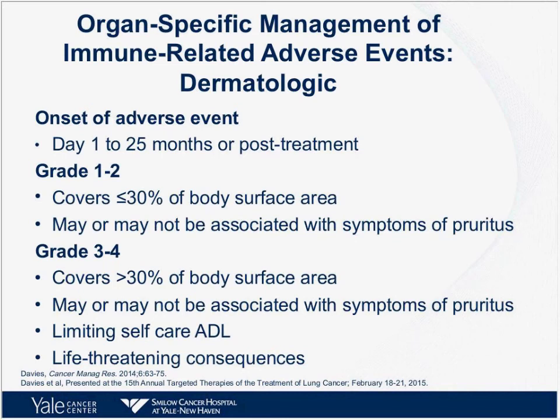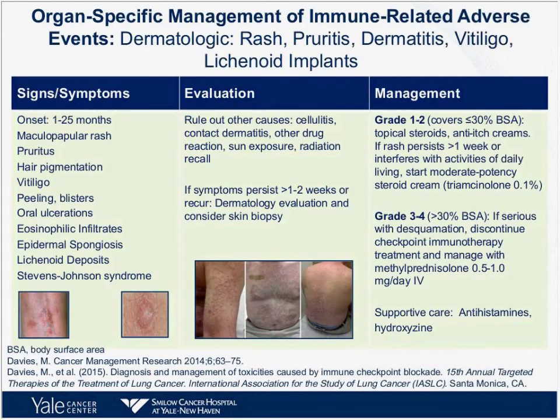When we're grading dermatologic toxicities, particularly with rash, it is grade 1 or 2 if it's covering less than 30% of the body surface area. So grade 1 is less than or equal to 10%. Grade 2 is less than or equal to 30%. And this may or may not be associated with symptoms of pruritus. Grade 3 and 4 toxicity covers greater than 30% of the body surface area. Again, may have additional symptoms, but there is also a limitation in self-care and may even be life-threatening consequences associated with this.